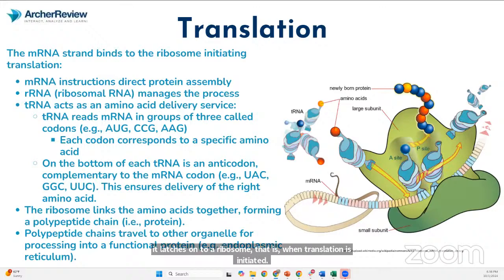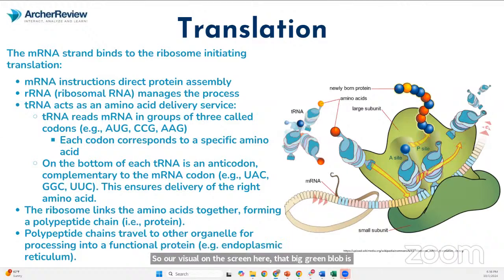So our visual on the screen here, that big green blob, is our ribosome. And the strand that's kind of pink and blue and beige through it is our mRNA, our photocopy, if you will, of DNA. And it's laying open like a recipe book in your kitchen. And at that point, our rRNA, which is part of the ribosomal unit, is really just kind of managing this whole process. And tRNA is going to be the ingredients of our protein.